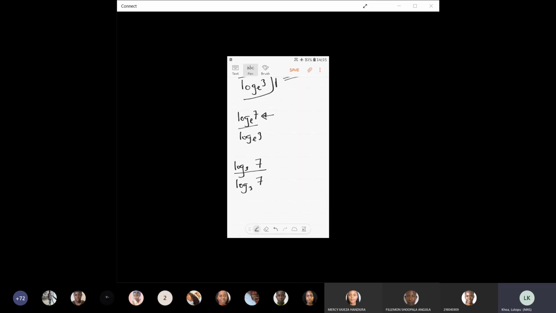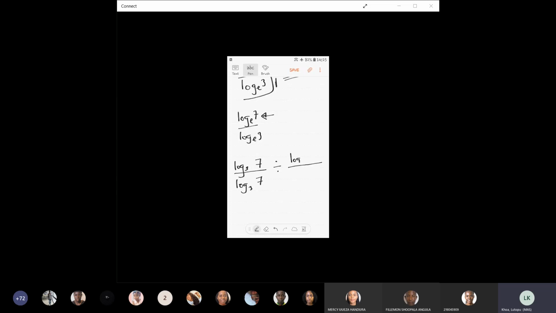So this is the numerator. This part over here is my numerator. Then this is dividing by log base e of 3. So I want to change the base. I follow the same technique.